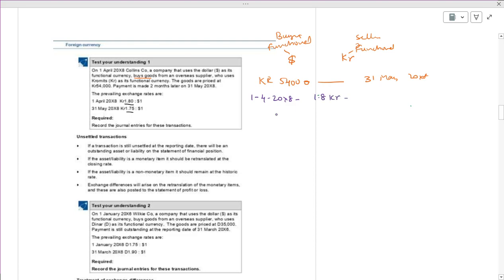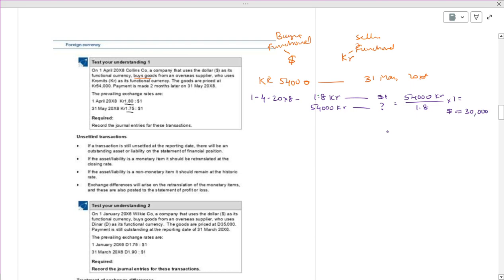See, 1.8 KR is equal to how much? $1. Okay, $1. Then 54,000 KR is equal to how many dollars? Is it right? 54,000 KR divided by 1.8. How much will you get? $30,000.